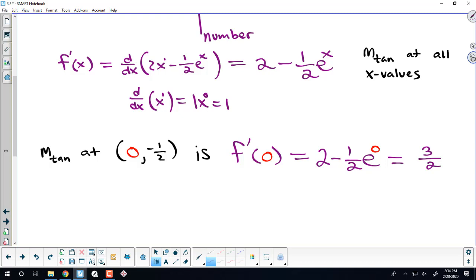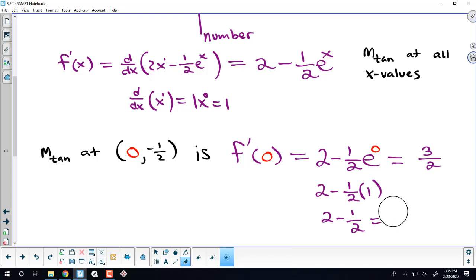Can you walk me through the last step of that? This one here? Yeah, this part, e to the 0. Anything to the 0, well, any number but 0 to the 0th power is 1. So that turns into 2 minus 1/2 times 1, or 2 minus 1/2, which is, what is that? Sorry, 4 over 2 minus 1 over 2. So that's 3 over 2. Yeah, I just needed that spelled out. Okay, yeah. Thank you.